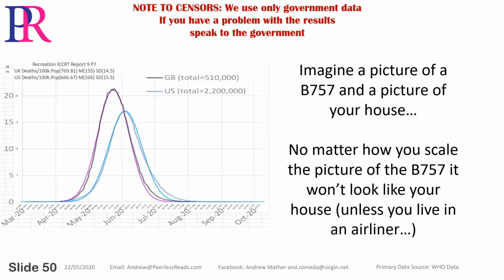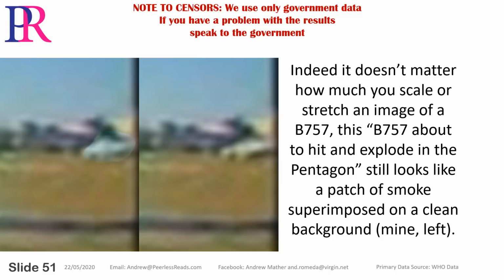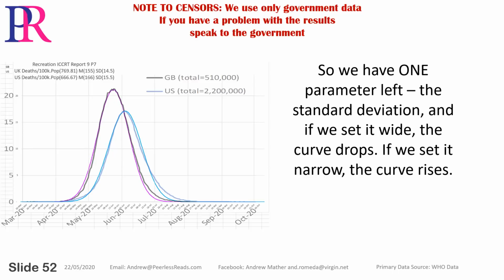Imagine a picture of a B757 and a picture of your house. No matter how you scale the picture of the B757, it won't look like your house unless you live in an airliner. Indeed, it doesn't matter how much you scale or stretch an image of a B757, this B757 about to hit and explode in the Pentagon still looks like a patch of smoke superimposed on a clean background, mine at left. So we have one parameter left, the standard deviation, and if we set it wide, the curve drops.